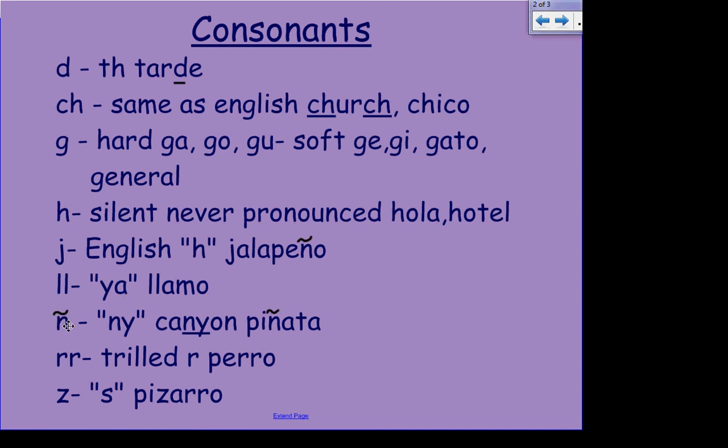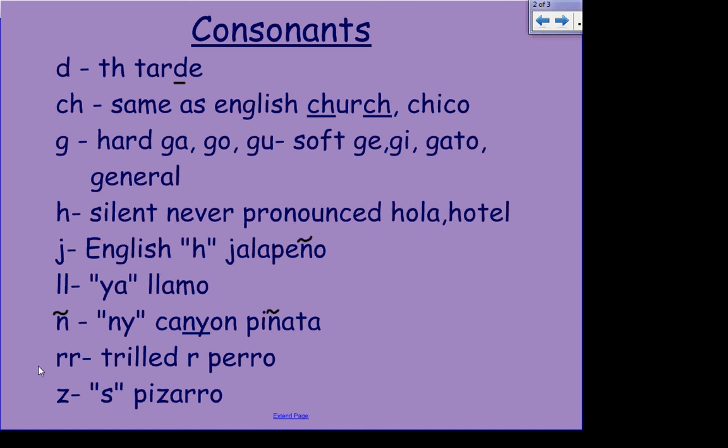The next letter is ñ. Ñ is like an N, and it has this little squiggly on top. That squiggly is called a tilde. Ñ makes a combination NY sound, ñ, kind of like in the word canyon. That's our English word, canyon. And you've seen it in words like piñata.